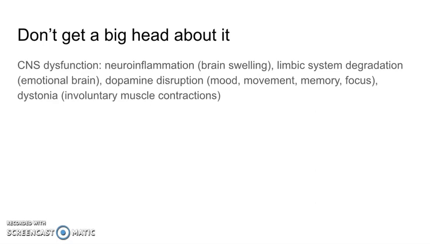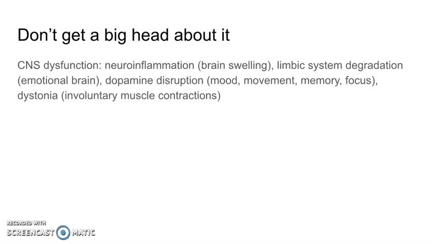limbic system degradation. Now, your limbic system is your emotional brain and in charge of a lot of things. This can cause dopamine disruption. Now, dopamine is responsible for your mood, movement, memory, and focus. And this can also cause dystonia, which is involuntary muscle contractions, which might mean cramping, clenching, fluttering, twitching, those kinds of things.